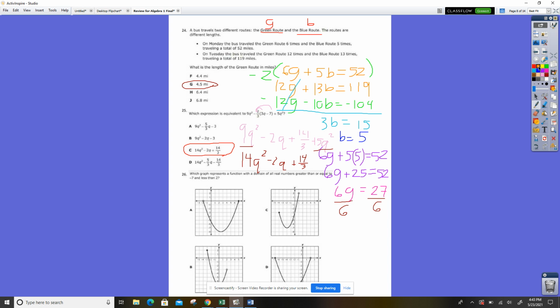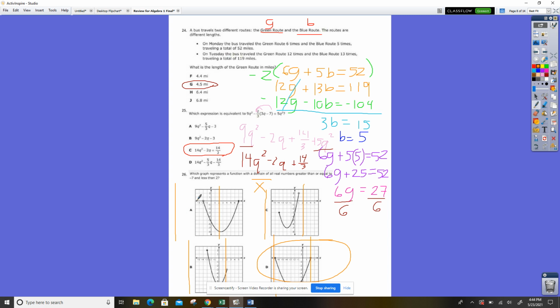The next one says, which graph represents a function with a domain of all real numbers greater than or equal to -7 and less than 2? Domain means x. So I'm going to start by drawing lines at -7 and 2 on my x-axis. If you notice, -7 would be somewhere over here, and 2 right here. The only graph that is between our two lines is graph D. So D is our answer.